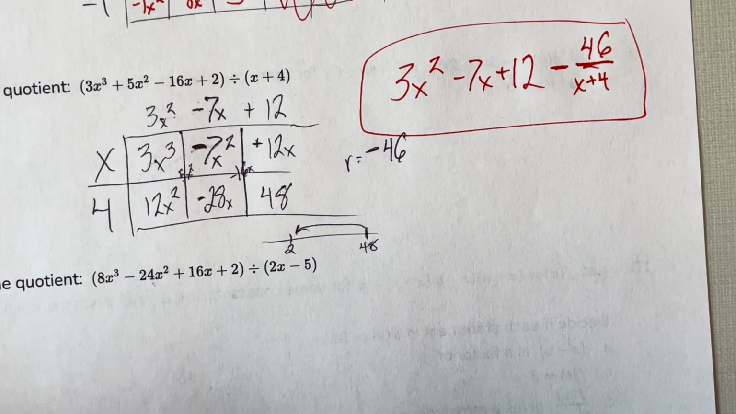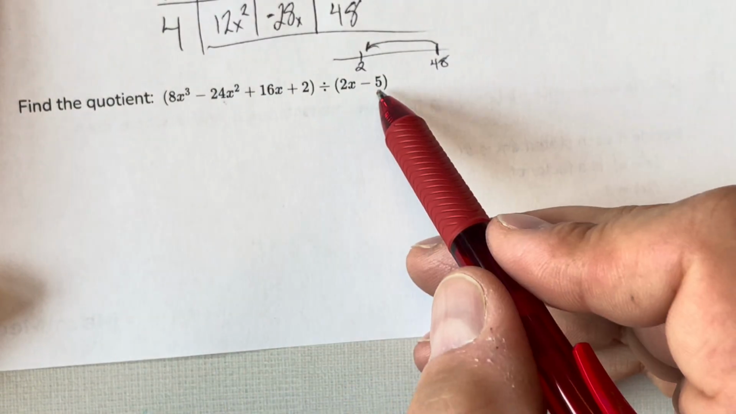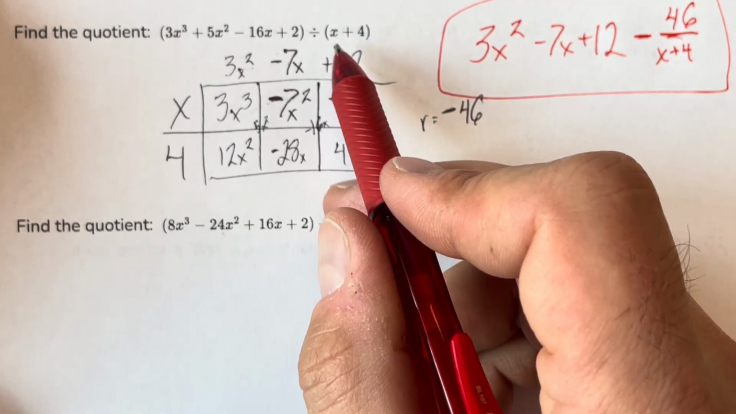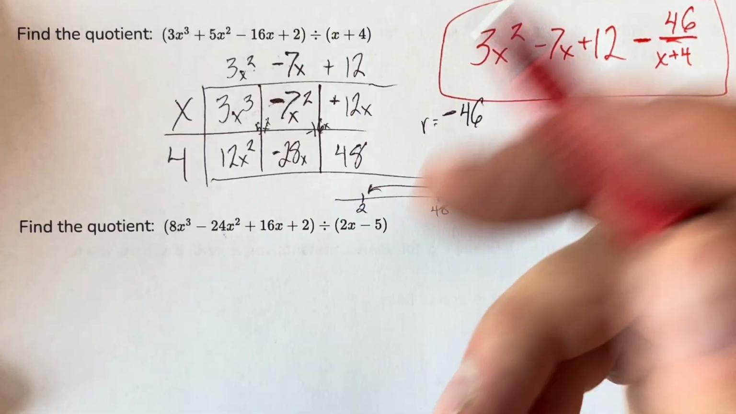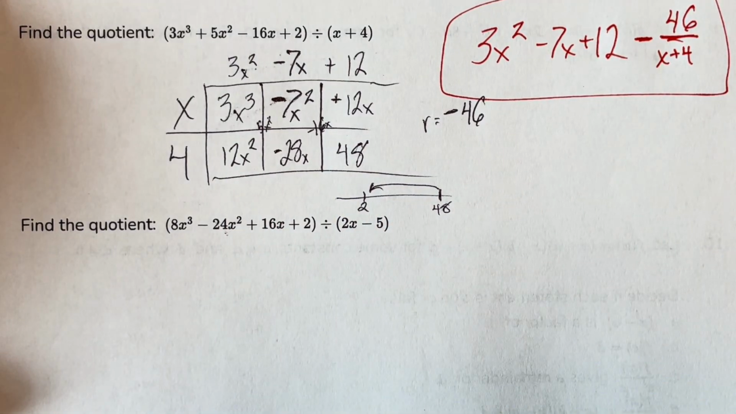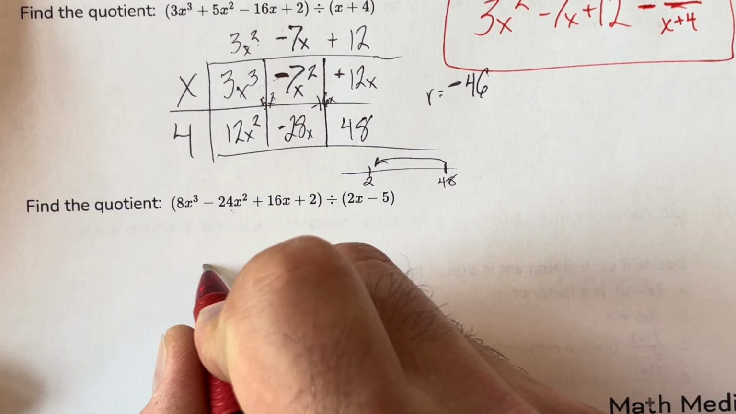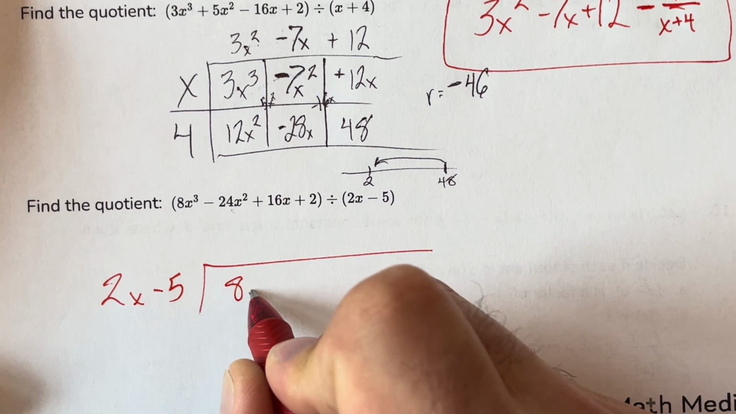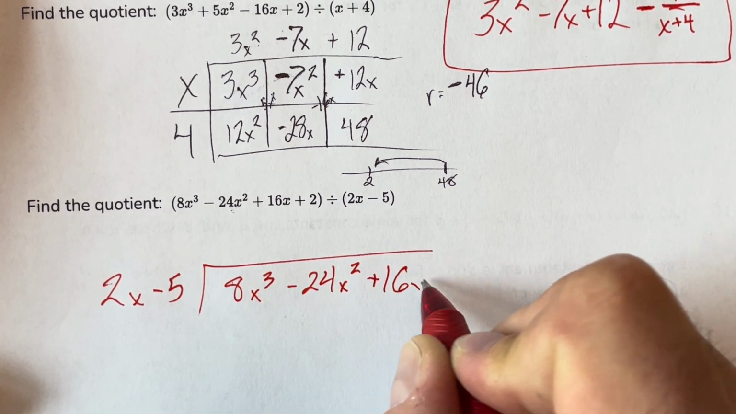Okay. All right. Let's jump in. So how do we divide these? This is again one where we could have done synthetic division if it were a linear factor with a coefficient of 1 in front. This one, we have to do an area model or the long division model. Because I haven't modeled the long division model a lot, let's go ahead and do that. If we had the 2x minus 5 and we're dividing into 8x cubed minus 24x squared plus 16x plus 2.